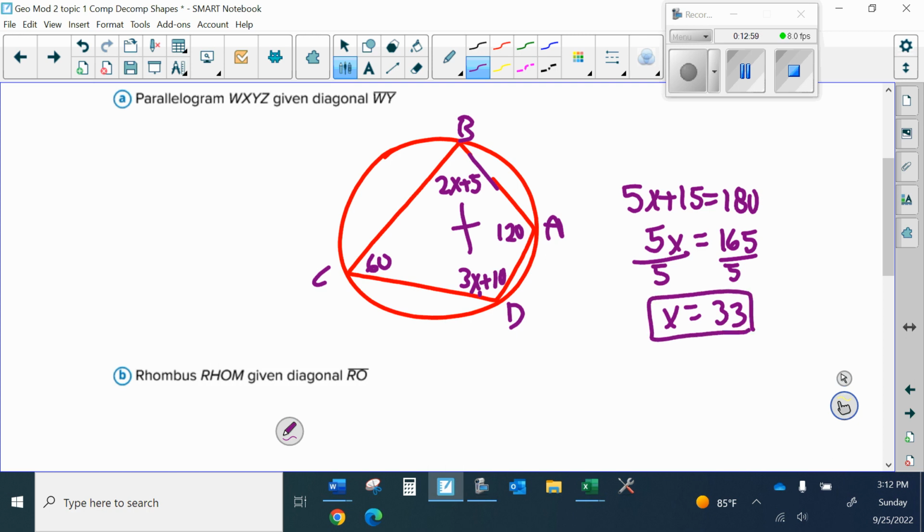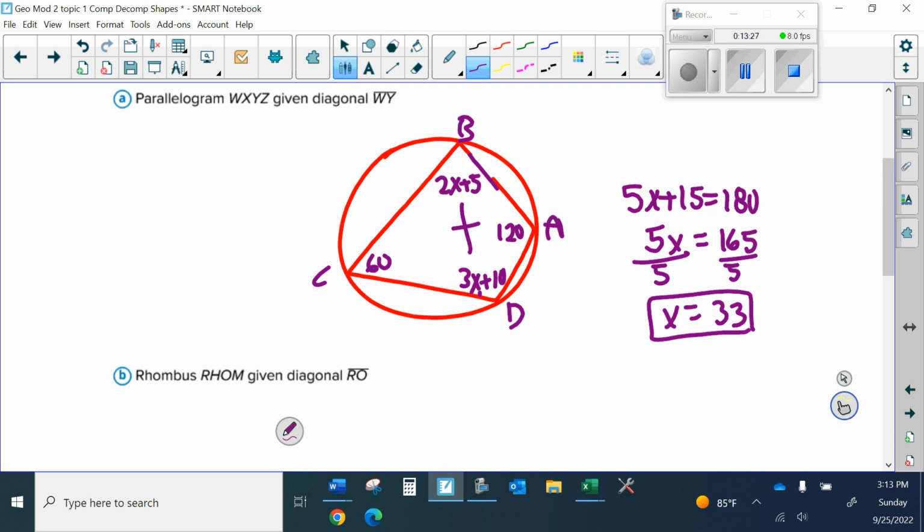If they wanted you to solve for angle B, then I have to plug that 33 in there. 2 times 33 is 66 plus 5 is 71. And I can subtract 71 from 180, and the other would be 109. That's another way for you to check that you solved it correctly. You can plug them in and make sure when you get the two angles, they add together to 180. Then you know you did it right. So that's one thing to remember with inscribed quadrilaterals: the opposite angles are supplementary.